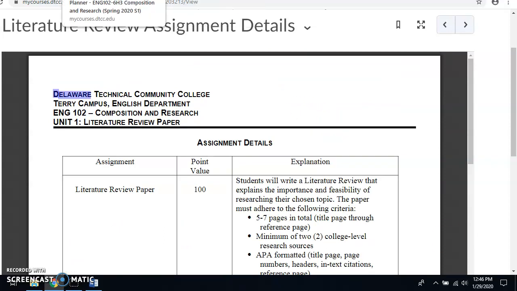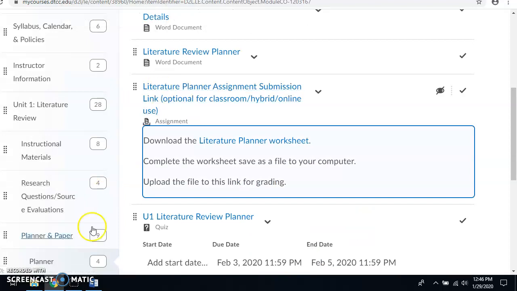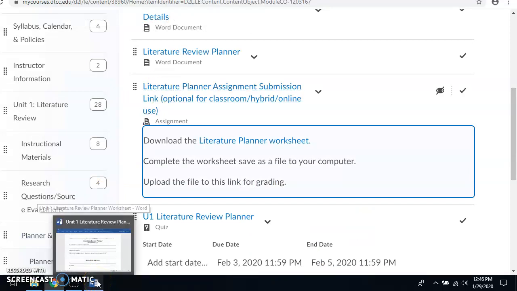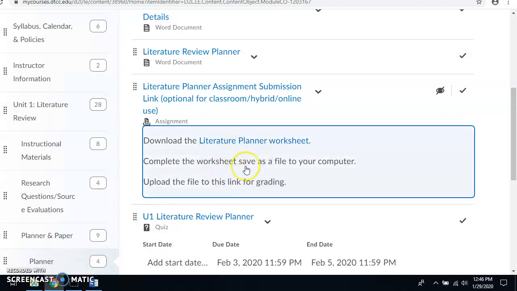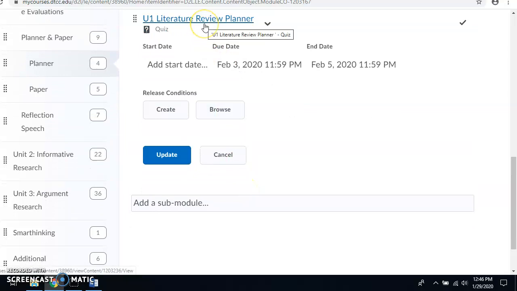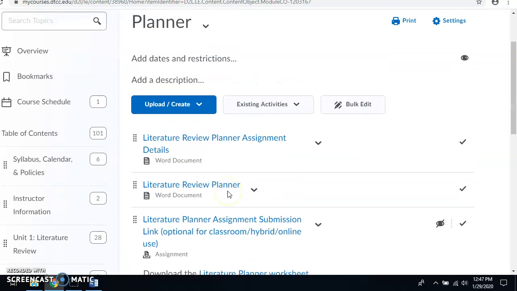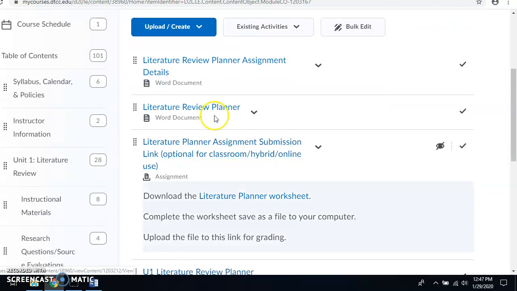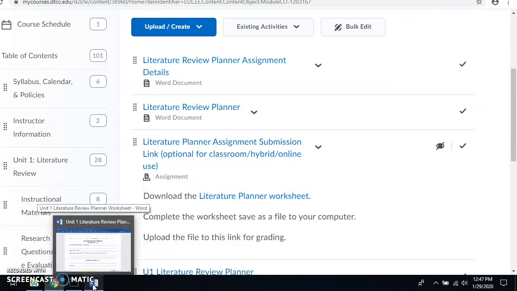and in order to make sure that you hit those, the planner is going to be helpful. So this literature planner worksheet, you're actually going to answer all the questions as a quiz so that it goes internally in Blackboard, and I can give you feedback on Blackboard to each specific question. But I would recommend that if you see here, there's the Word document, literature review planner, which is a Word copy of it, and I'm going to recommend that you go ahead and also fill this out.